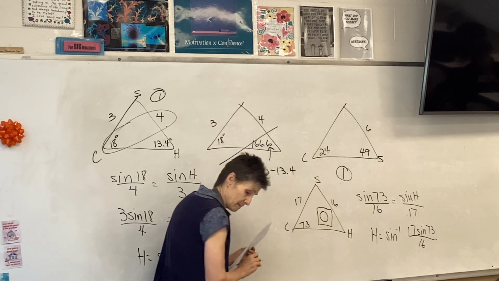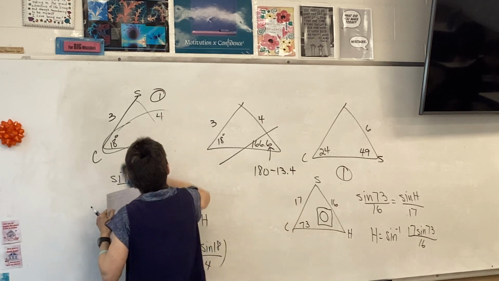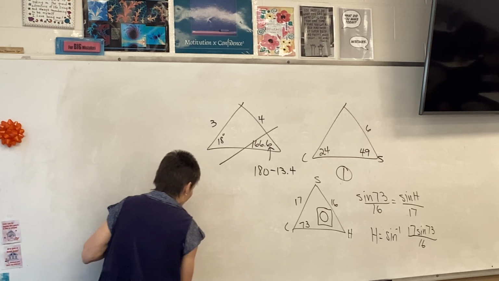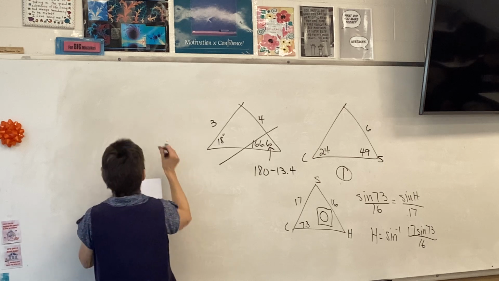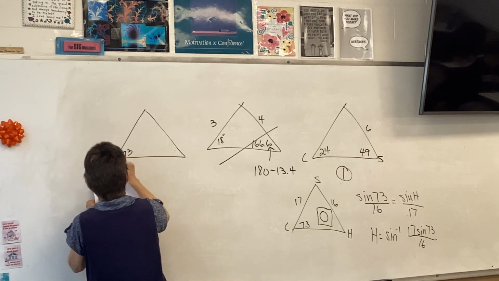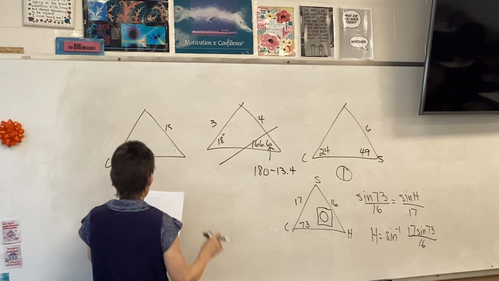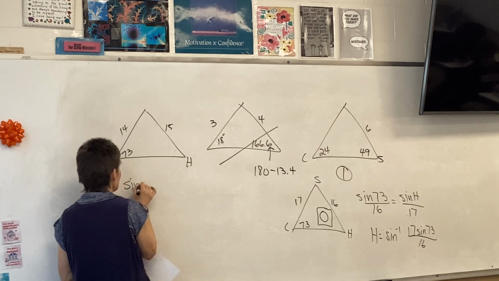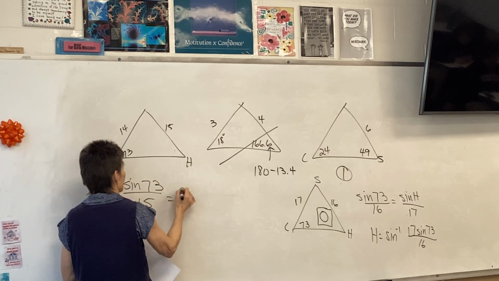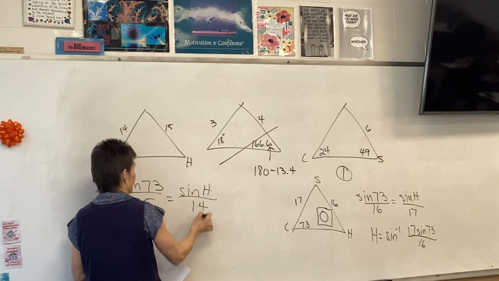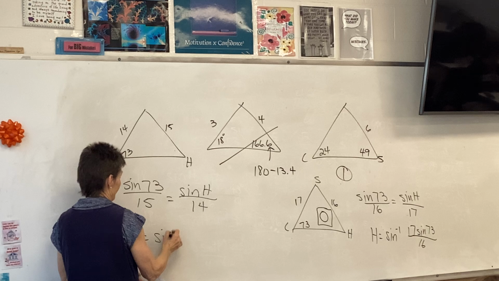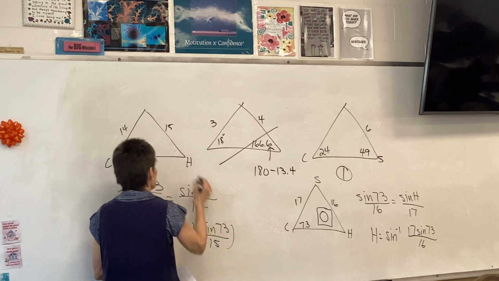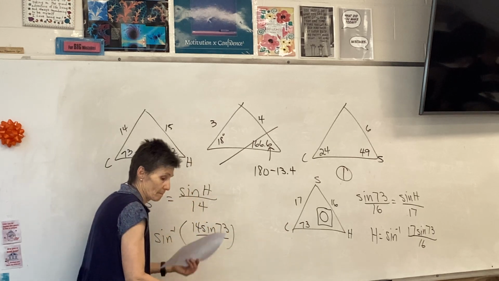All right, what about D? Remember, this is more than what's on your quiz. Your quiz isn't gonna have this many things on it. Here we go, we have 73, 15, H, 14. All right, so sine 73. Okay. 63.2. You already got it? Yes. You're going so fast. So I'll slow down. 63.2.